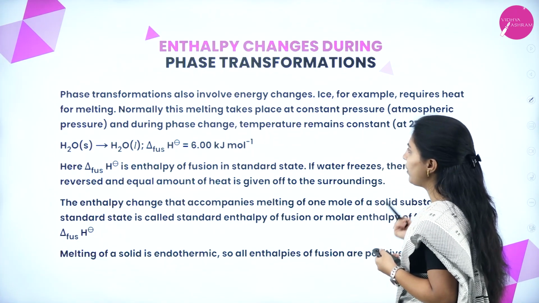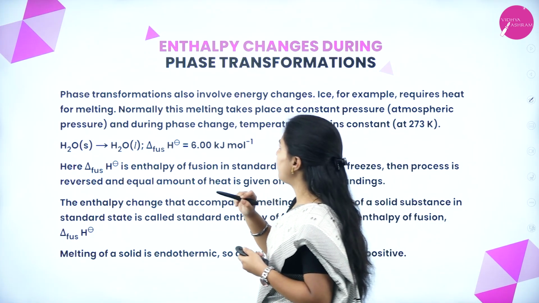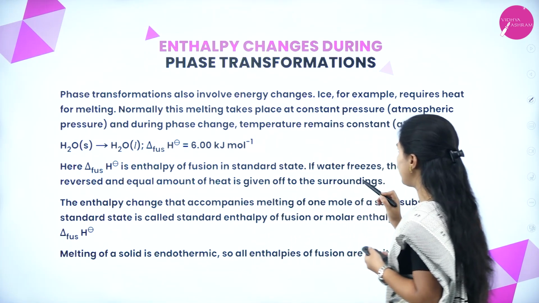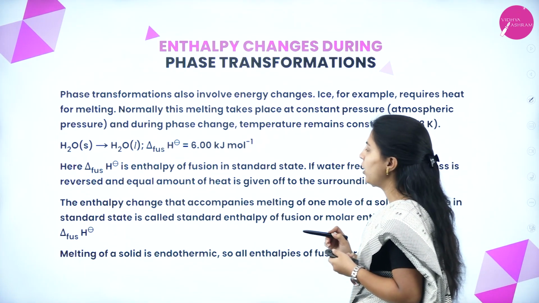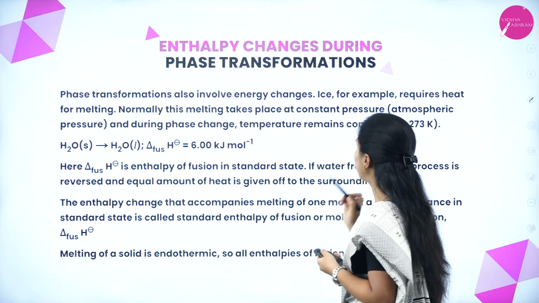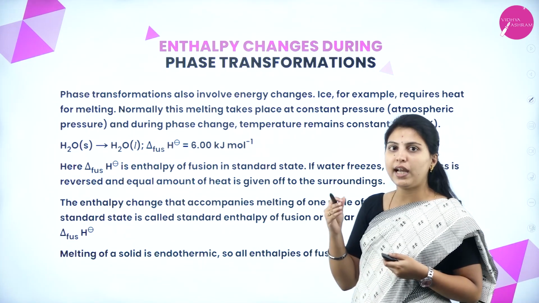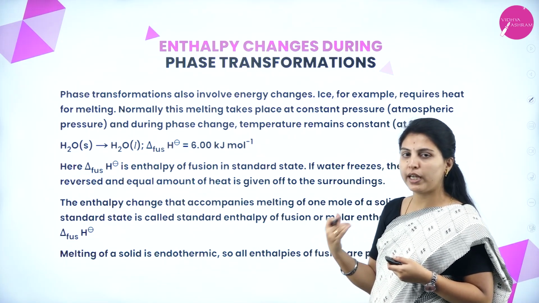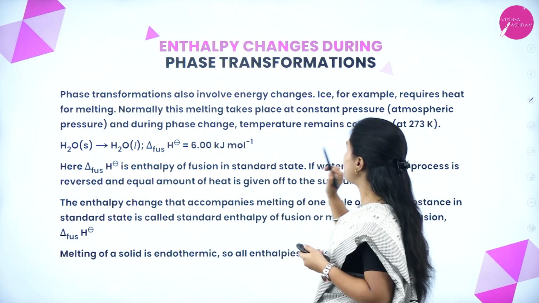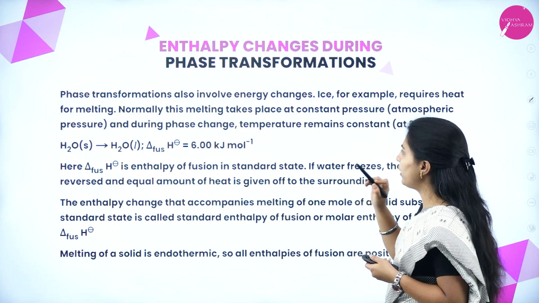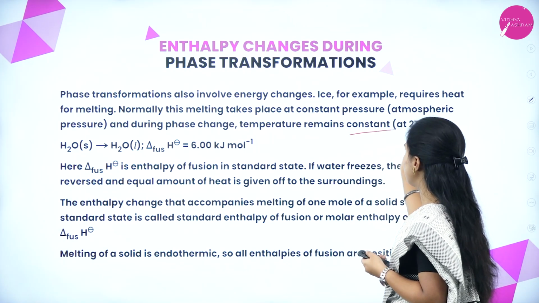Enthalpy changes during phase transformations. Phase transformations also involve energy changes. For example, ice requires heat for melting. Normally, this melting takes place at constant pressure. We know that ice needs some heat to melt, so there is a phase transformation. Normally, this melting takes place at constant pressure, and during phase change, temperature remains constant.